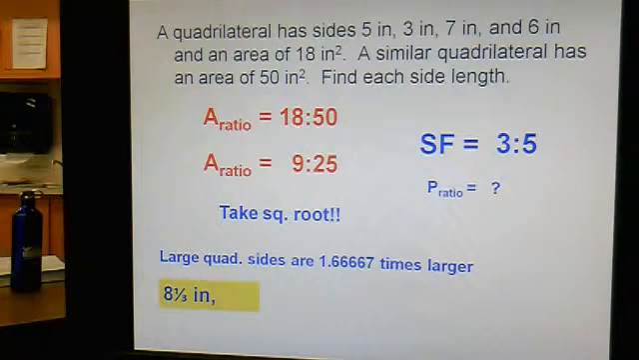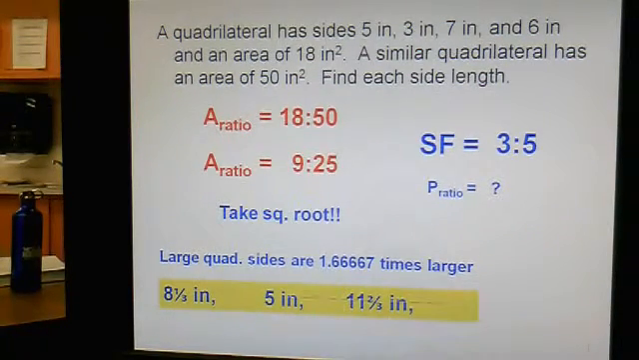Again, if you want to pause it here and try to calculate all 3 of those remaining sides, you should end up with 8 1/3, 5 inches, 11 2/3, and then of course one of them is 10 inches. Hopefully that makes sense. But again, that's a 5-6 minute problem in class that we did. It was kind of a tricky one.